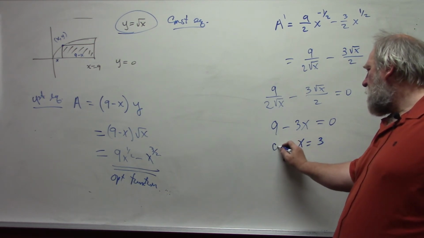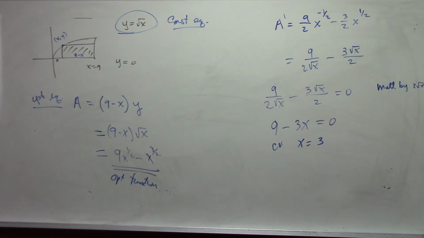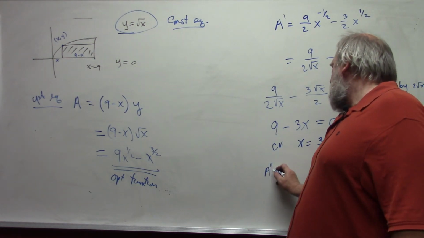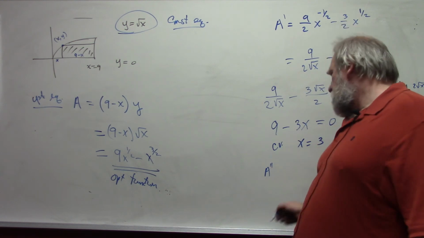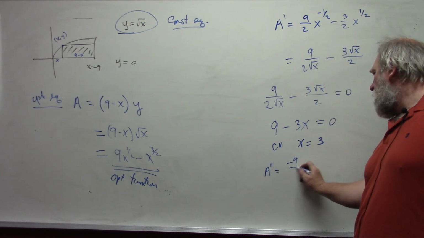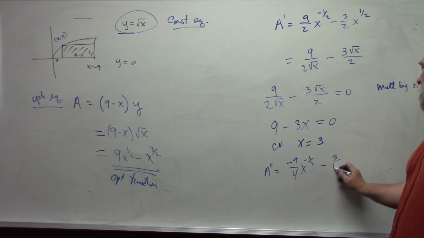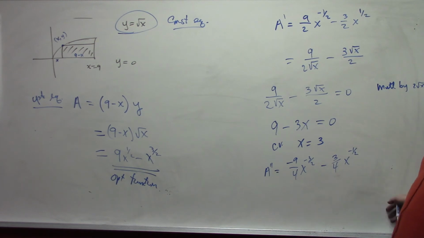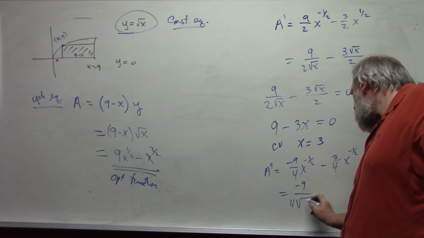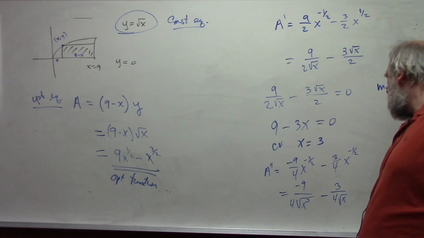This is my critical value. I really need to see if this critical value gives me what I'm looking for. It generally will, but we have to show it. For that, I'm going to do my second derivative test. This is what I should have done on the first example; you can go back and do that. The second derivative is negative 9/4 x to the negative 3/2 minus 3/4 x to the negative 1/2, or negative 9 over 4 square root of x cubed minus 3 over 4 square root of x.